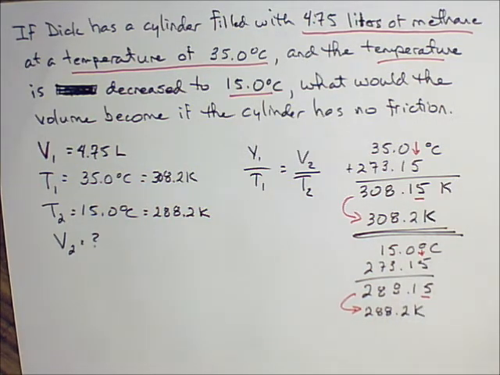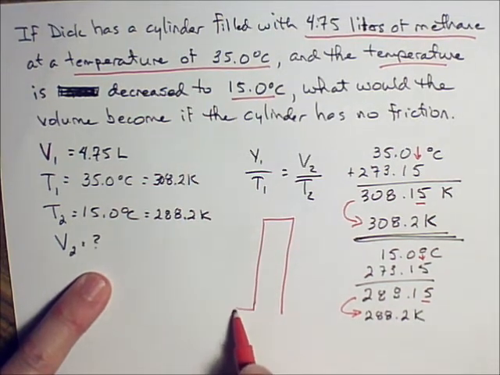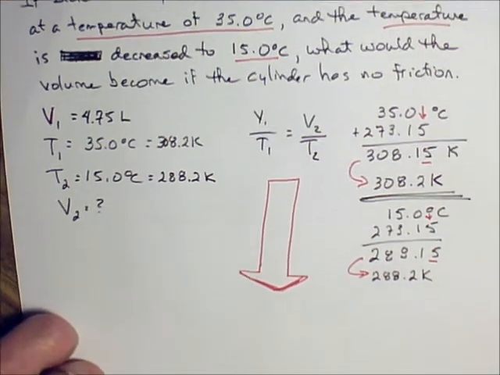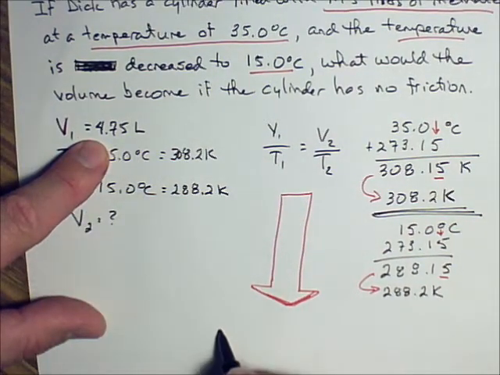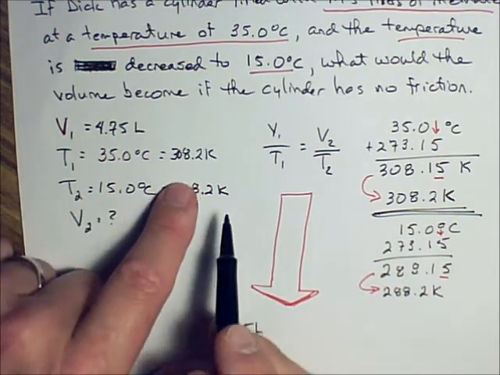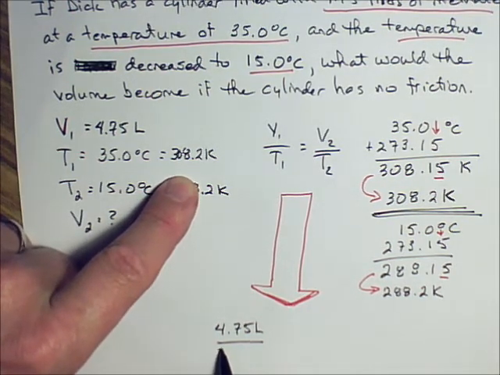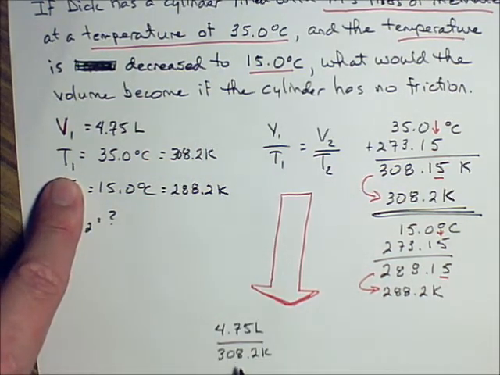All right. So now we're ready to plug in our known values in this equation. Okay, here's our gas law equation, and we're going to plug in our known values into this equation. So we know what V1 is. It's 4.75 liters. We now know what T1 is in the correct units of measurement. That's 308.2 K. So T1 here goes 308.2 K.